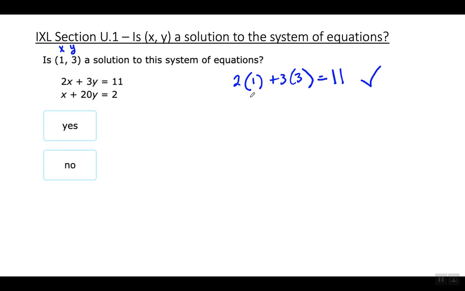On the bottom, it's going to be 1 plus 20 times 3 equals 2. That's wrong. That does not work. 1 plus 20 times 3 is 60, so this should be 61. That does not work. So therefore, this is not a solution to this system of equations.